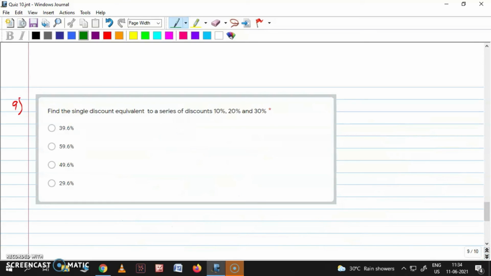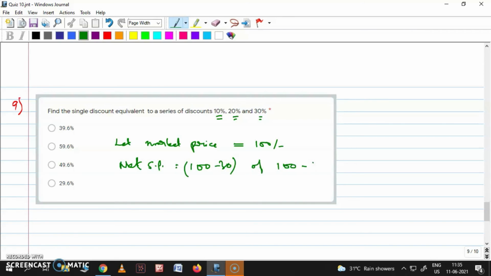So let's move on to the 9th question. Find single discount equivalent to a series of discounts of 10%, 20% and 30%. Let the actual market price be 100 rupees, for example. Now what is the selling price? Net selling price is equal to 100 minus 30 of 100 minus 20 of 100 minus 10.